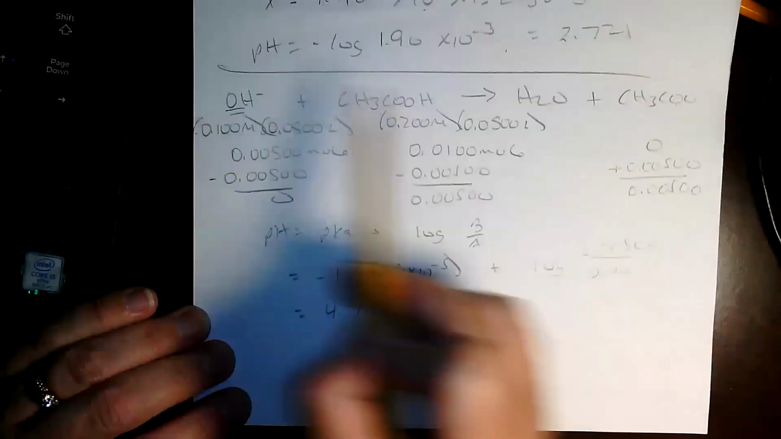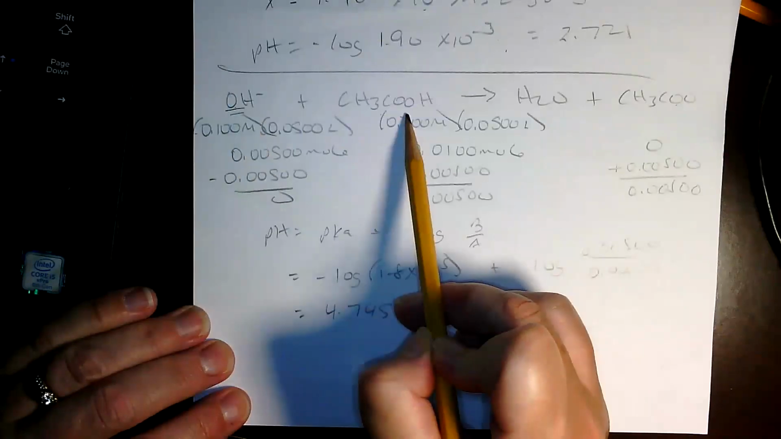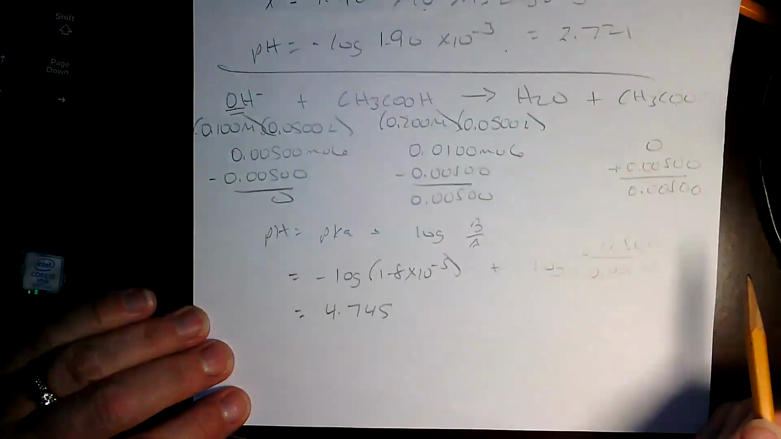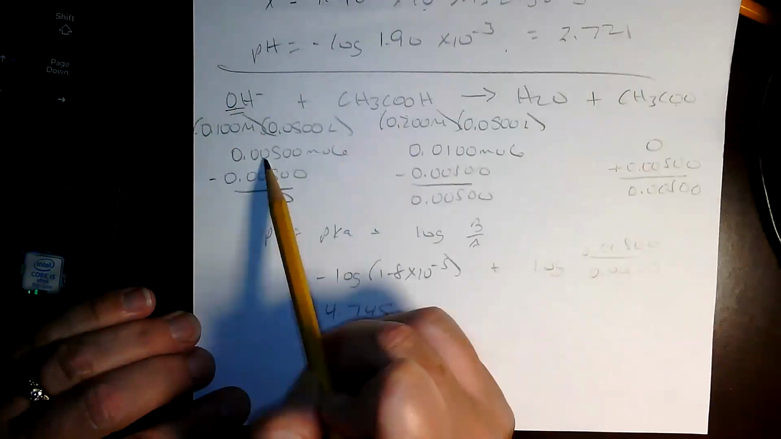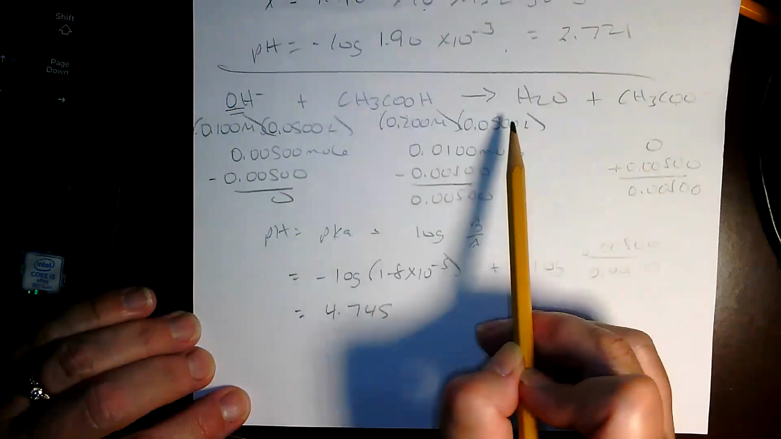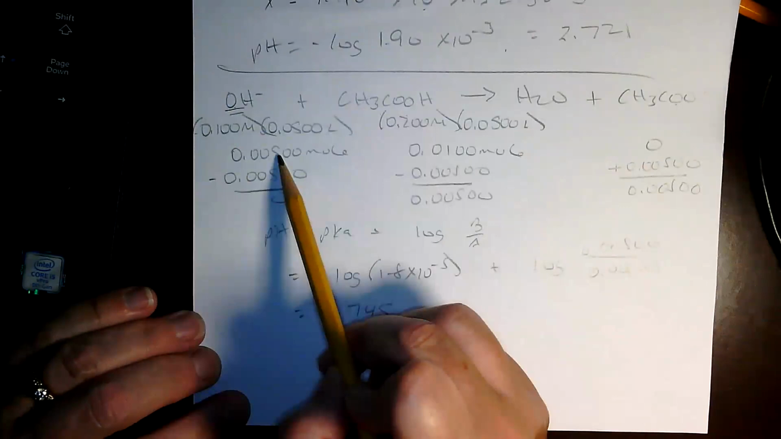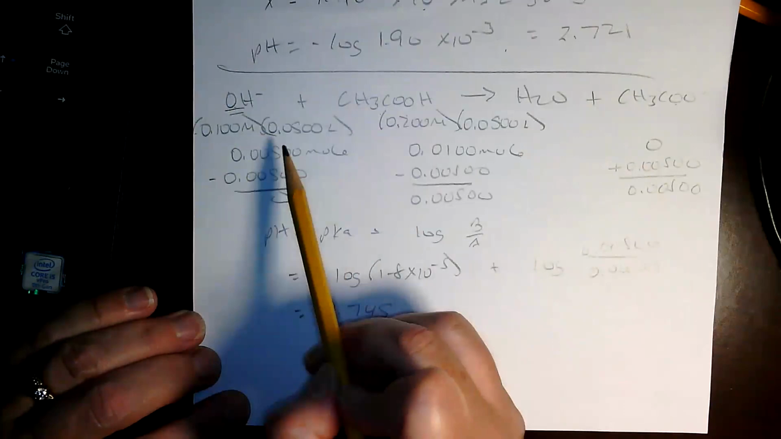All right, so let's take a look at what we have. We wrote the reaction already. Our hydroxide is reacting with the acetic acid. We're producing water and acetate. We're going to take the molarity times the volume of our base. That'll give us the moles of base. We're going to take the molarity times the volume of our acid. That'll give us the moles of our acid. And then we want to find out what our limiting reactant is. The hydroxide is our limiting reactant.